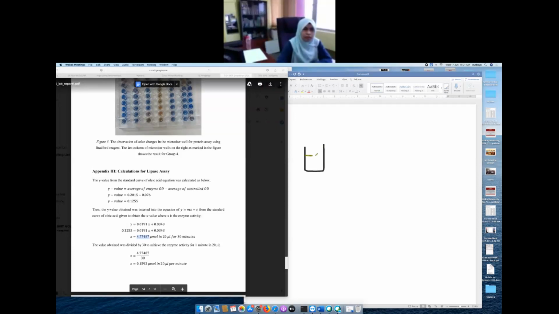Inside this, you put 20 microliter of the crude enzyme. And then the assay time, what was the time? You did the assay for 30 minutes. So, 20 microliter of the crude enzyme, and then 30 minutes.